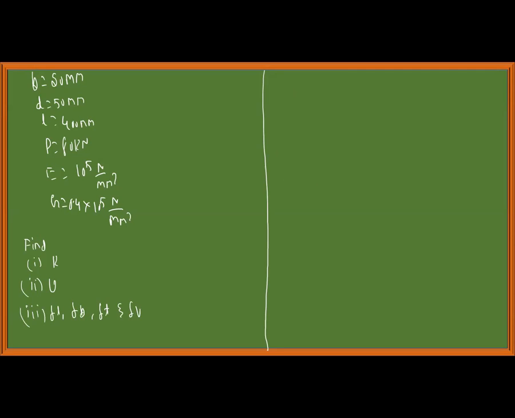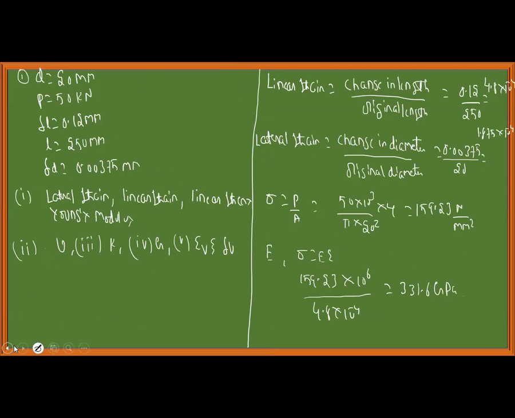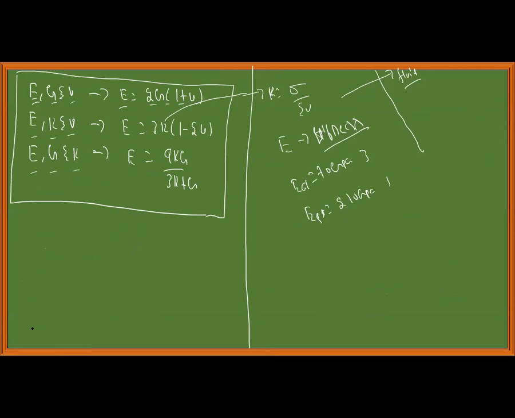Which relation? You tell me. There are three relationships. Which one is better for this problem? E is equal to 2G into 1 plus mu. He has given the rigidity modulus. He has given the Young's modulus. He has not given the change in width or depth. I don't know the lateral strain. I cannot find the Poisson ratio. Bulk modulus, there is no picture of bulk modulus at all. The rigidity modulus doesn't come to picture. Therefore, the suitable relationship is this.